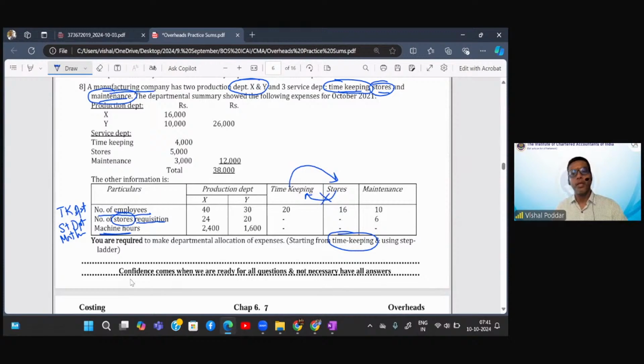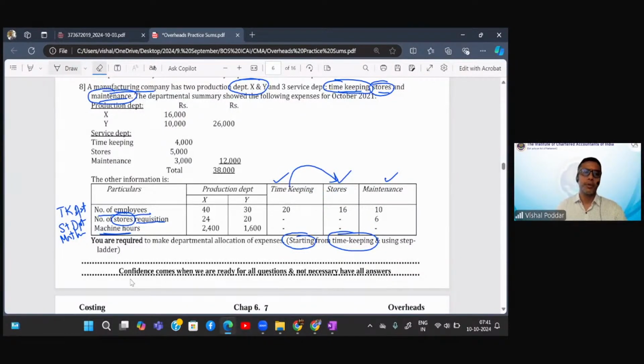One, they will be giving it in the question itself, like how it is given here. They have already said that you should do this starting from the timekeeping department. That is, first take timekeeping, then stores, and obviously the last department would be maintenance. But even if that was not given in the sum, you can still identify the sequence, that is, which department you should start with. The answer is simple. The department which is giving services to more departments will be allocated first.